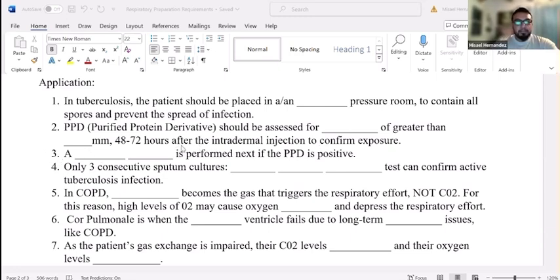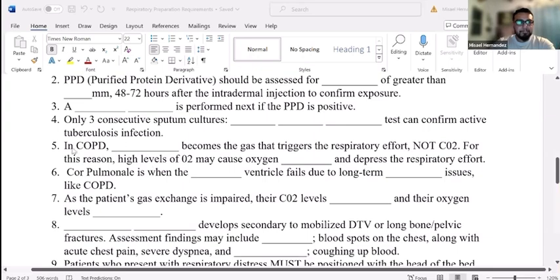Number three, a blank is performed next if the PPD is positive. Number four, only 3 consecutive sputum cultures, blank tests can confirm active tuberculosis infection. Number five, in COPD, blank becomes the gas that triggers a respiratory effort, not CO2.